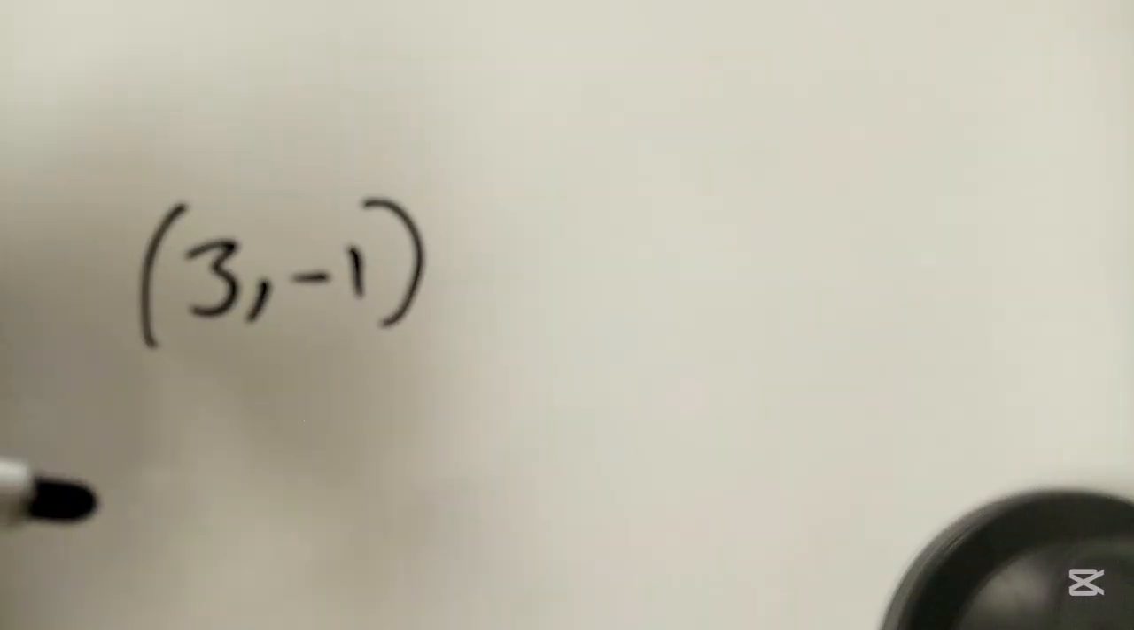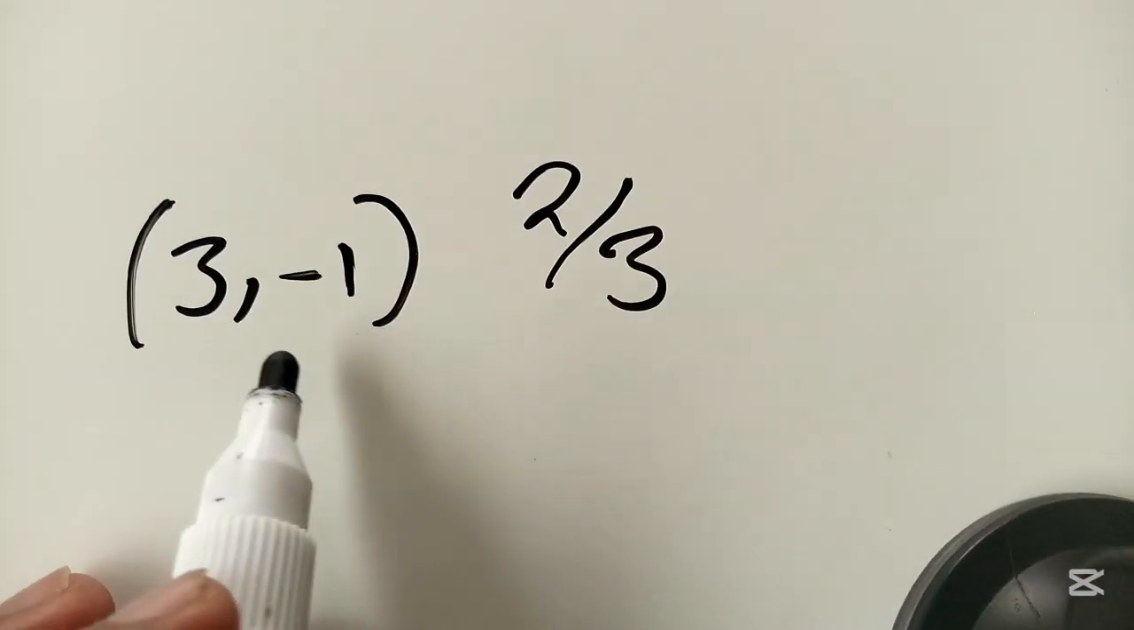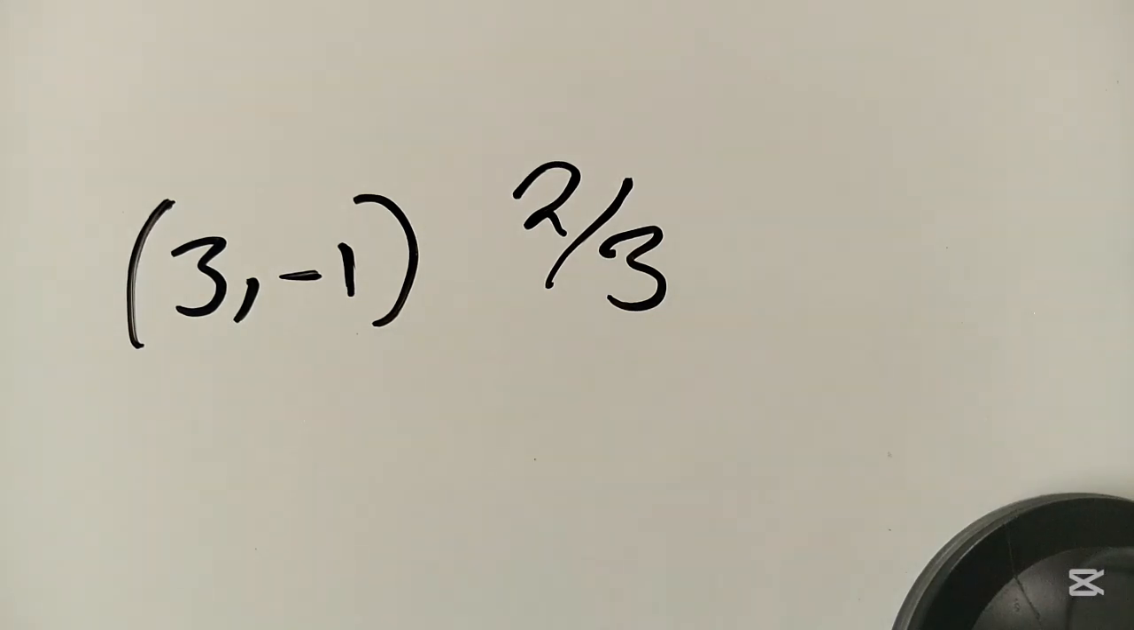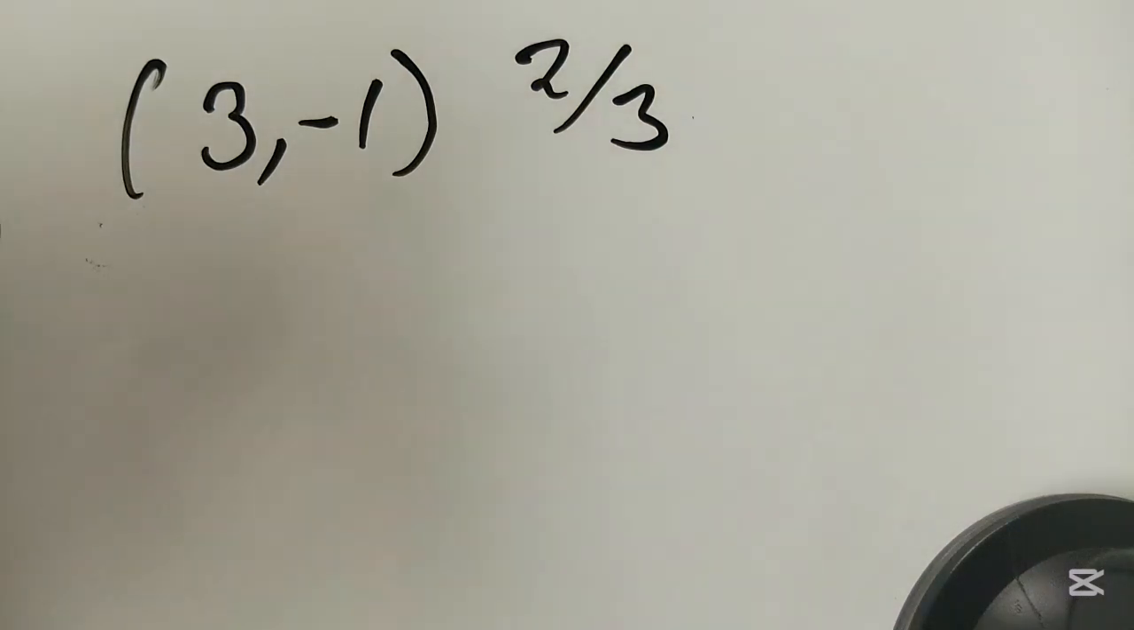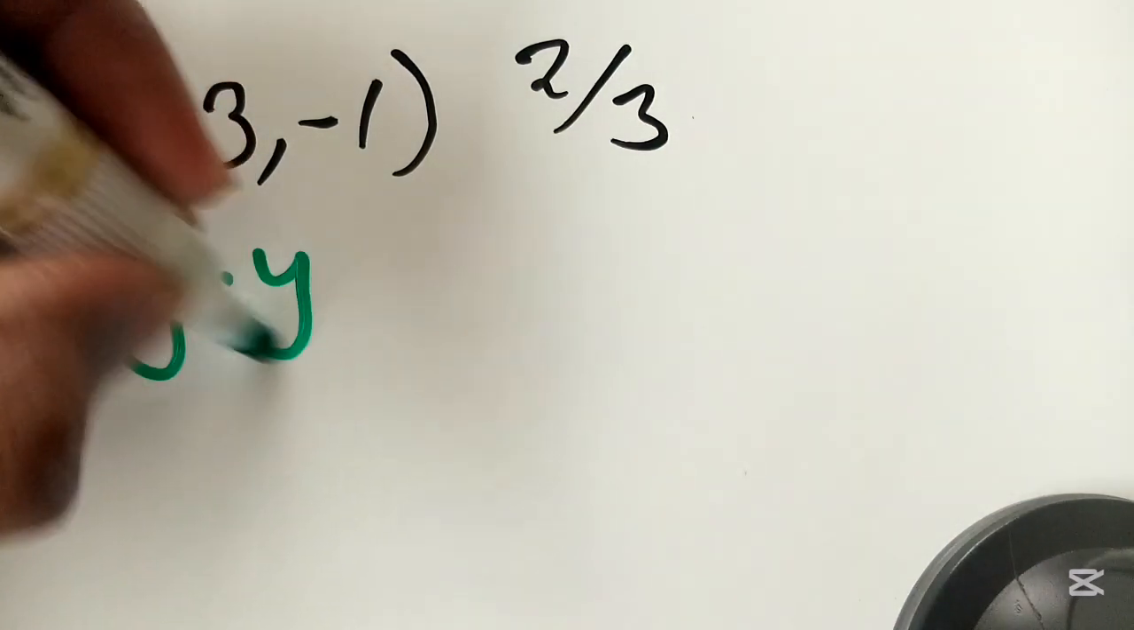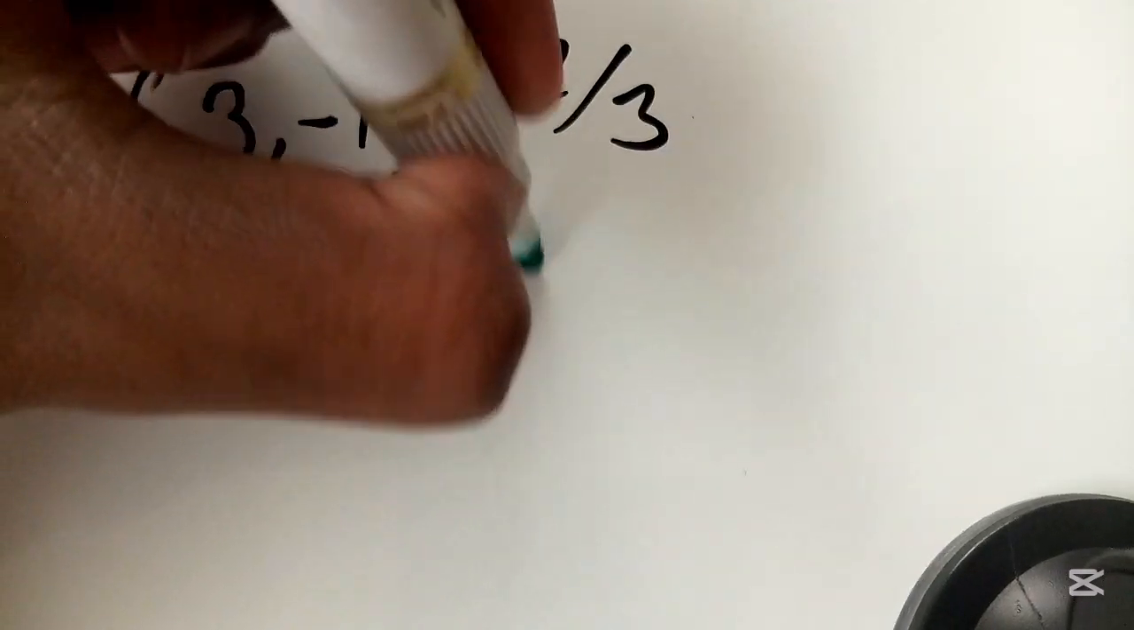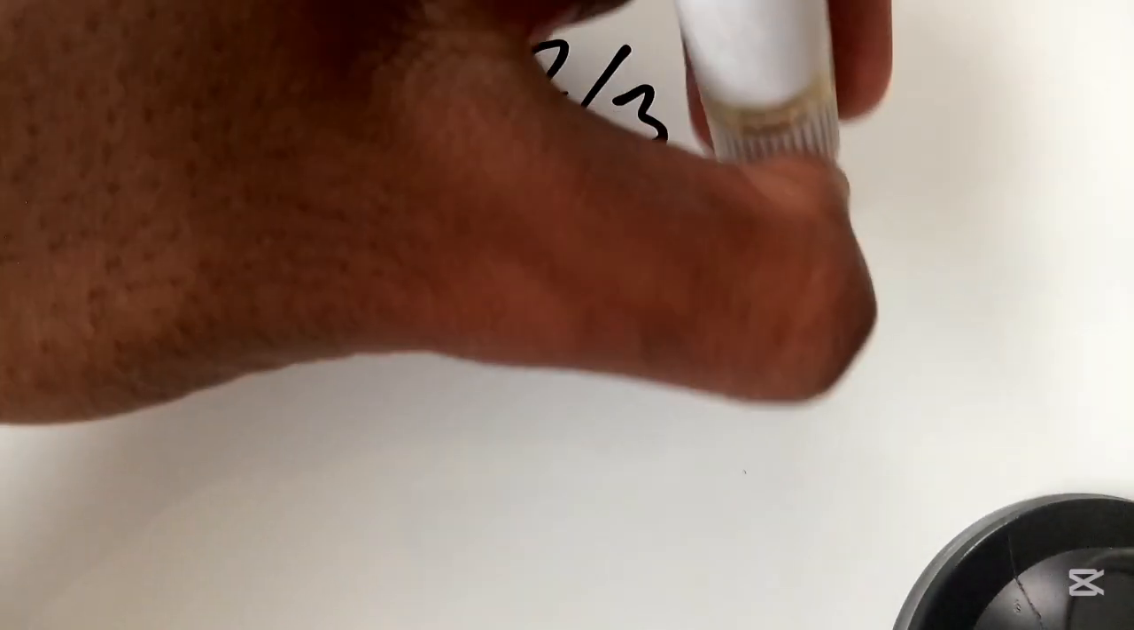So let's say we ask, what is the equation of the line through the coordinates (3, -1), which has a gradient of 2 over 3? So they ask us to find the equation of this line, which has a gradient of 2/3. So we're going to use the formula y minus y1 is equal to m times (x minus x1).